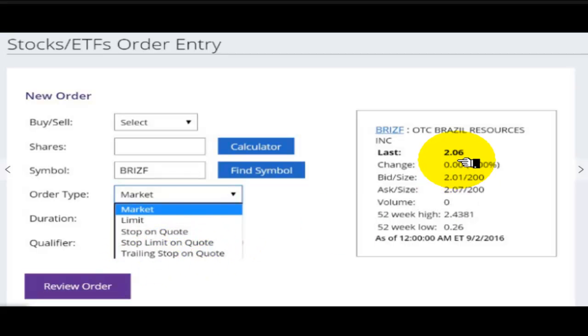Trailing stop. If I'm already long this, let's say I was long from a dollar, and I want to move my trailing stop to, let's say, $2 even. That's my trailing stop. I'm going to sell it if I'm hit at $2 on a stop. That's my quote. $2 is my quote.